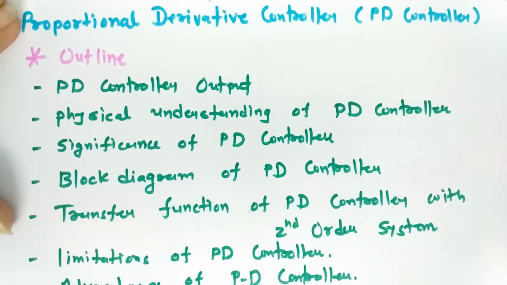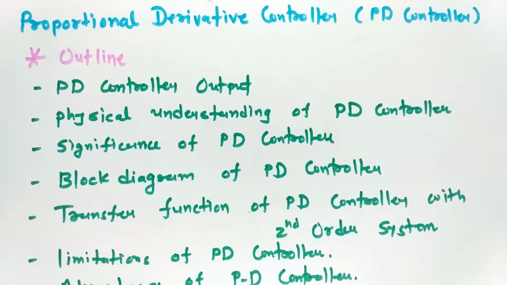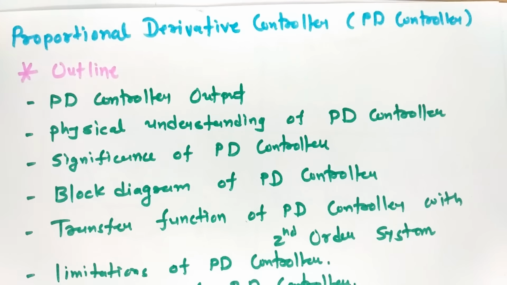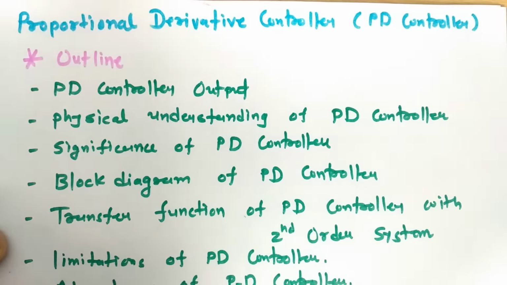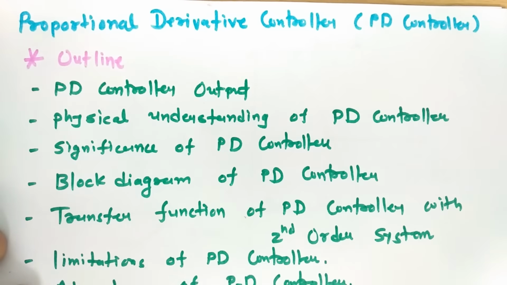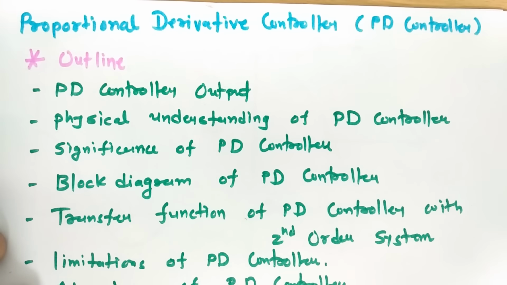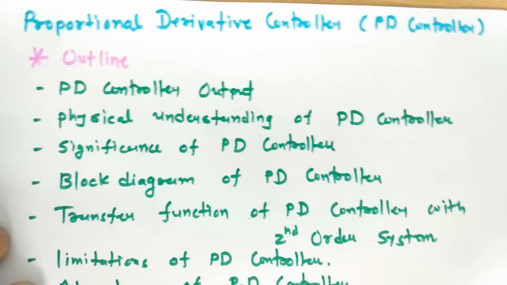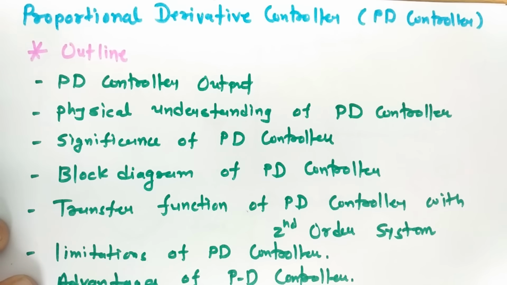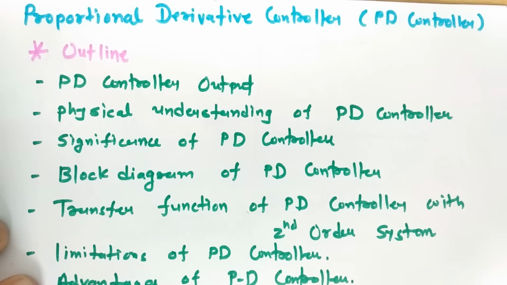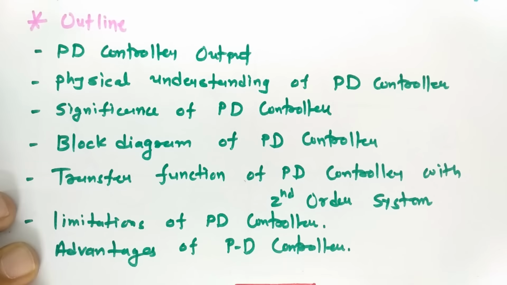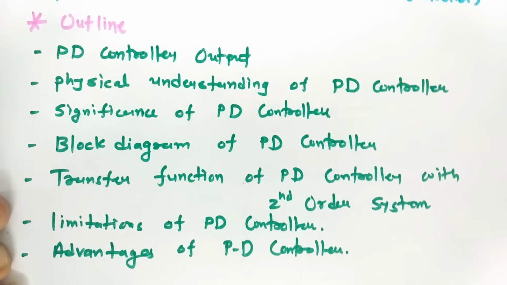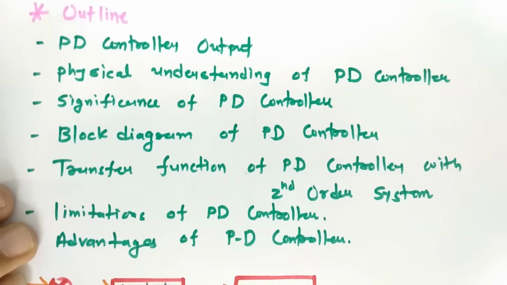In this session, I'll be going to explain the proportional derivative controller, and here is the presentation outline for this session. I'll be explaining the proportional derivative controller output, the physical understanding of the proportional derivative controller, the significance of the proportional derivative controller, and the block diagram of the proportional derivative controller with a second order standard differential system. Then we'll derive the transfer function for the PD controller, and then I'll explain the limitations of the PD controller, and at the end I'll sum up this session with the advantages of the PD controller.